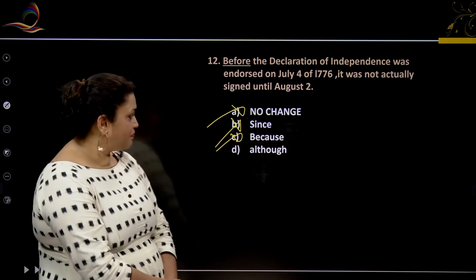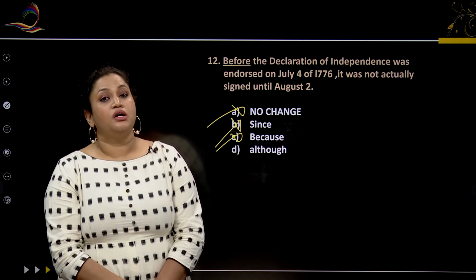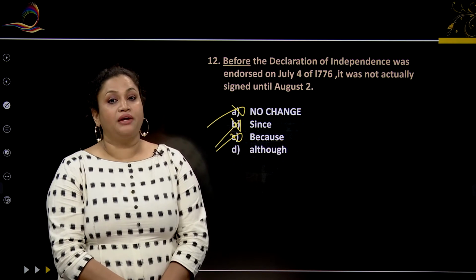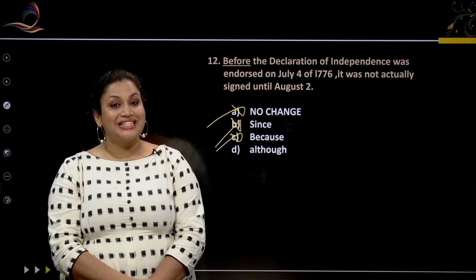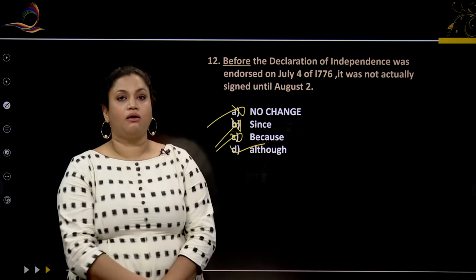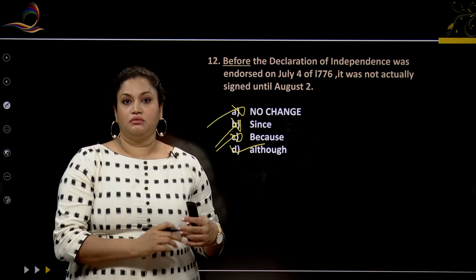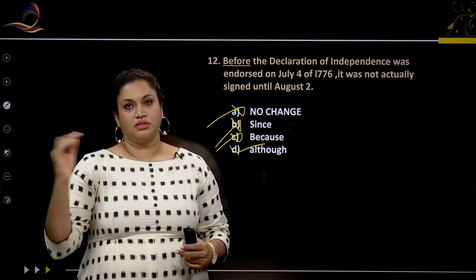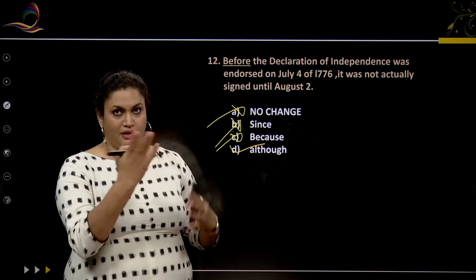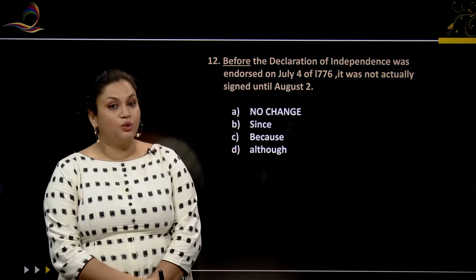That makes sense. Although the Declaration of Independence was endorsed on 4th July of 1776, it was not actually signed until 2nd August. So, although makes sense. Although says that although this happened, something else. When you are putting an although, it's basically a dependent sentence which is dependent on the next independent sentence. Let's go to the 13th one.